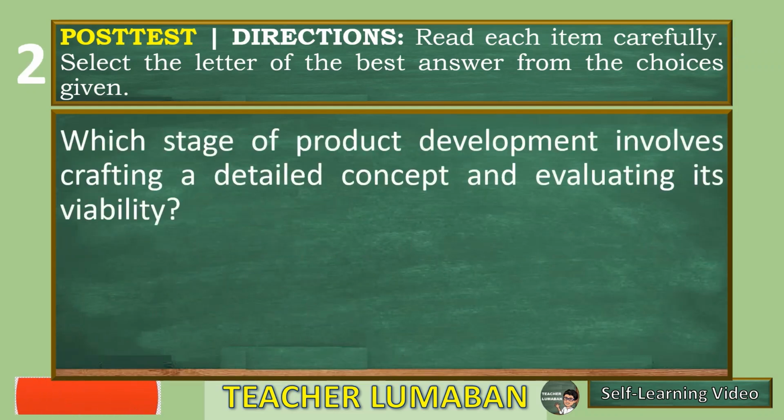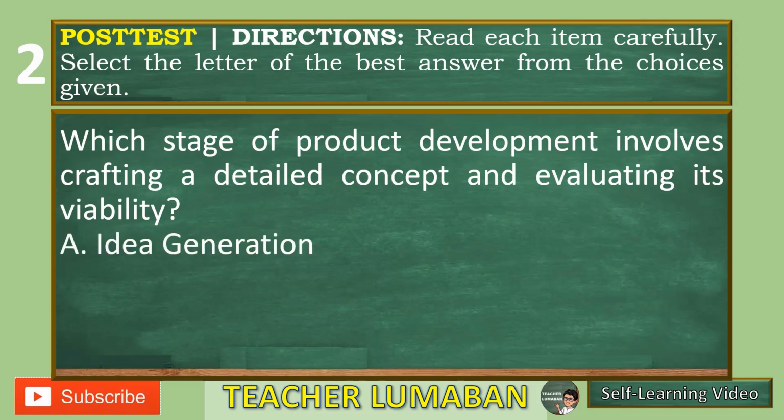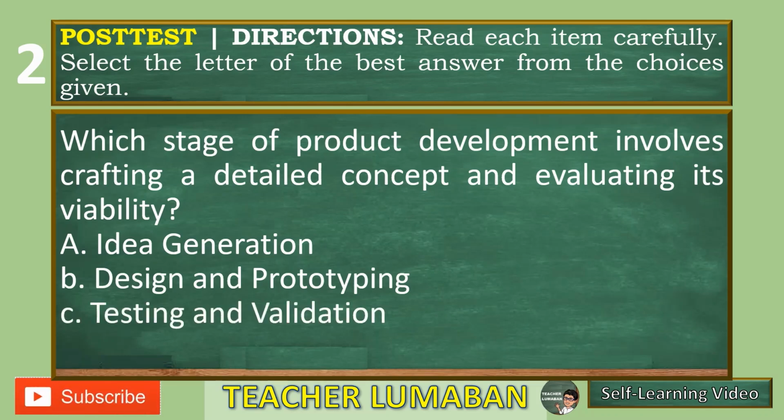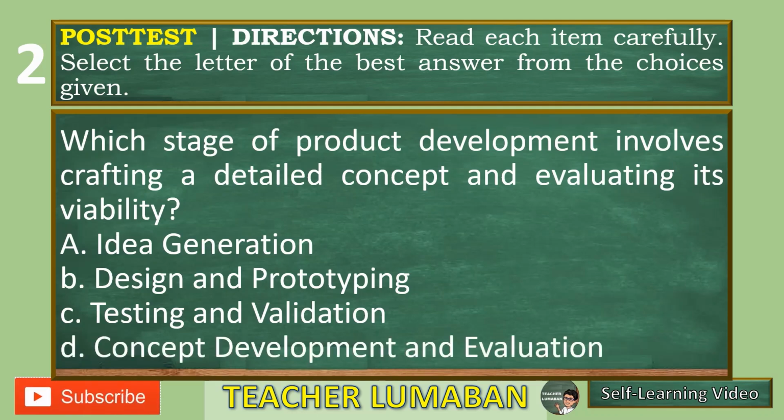Which stage of product development involves crafting a detailed concept and evaluating its viability? A. Idea generation. B. Design and prototyping. C. Testing and validation. D. Concept development and evaluation.